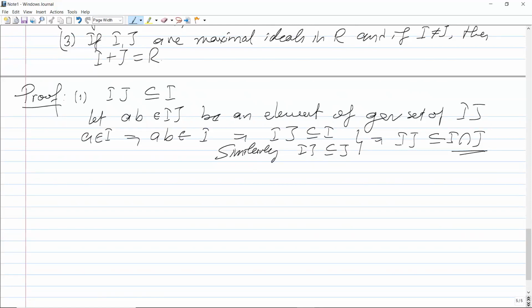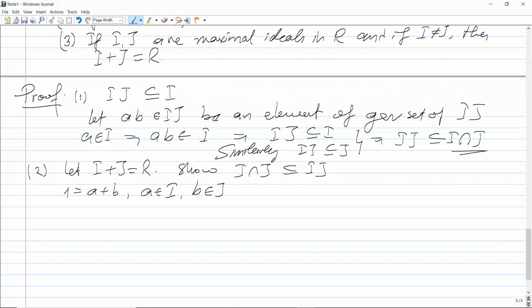And second, the proof of the second statement is as follows. Suppose I and J are comaximal. We will show that I intersection J is inside I times J. Since I and J are comaximal, we can write one as the sum of A plus B, where A is in I and B is in J.